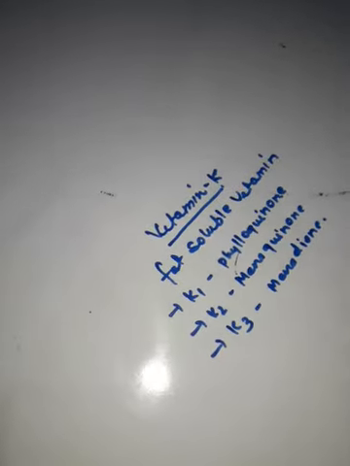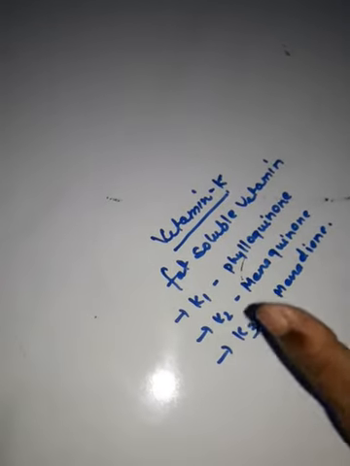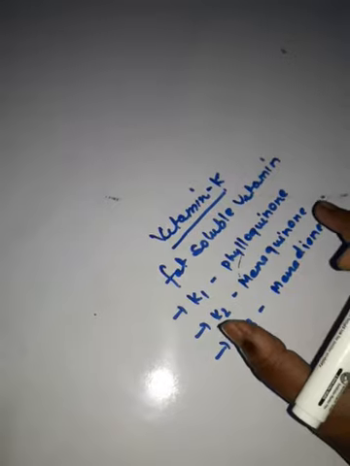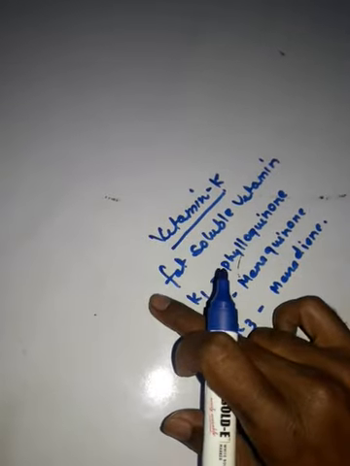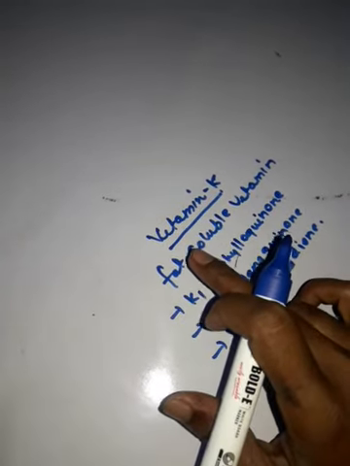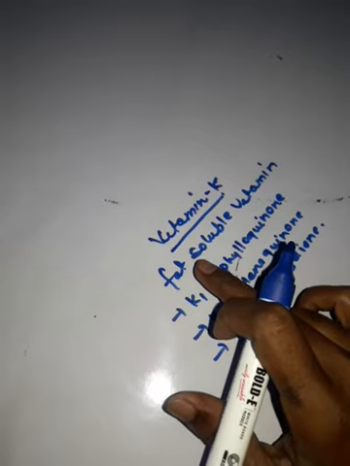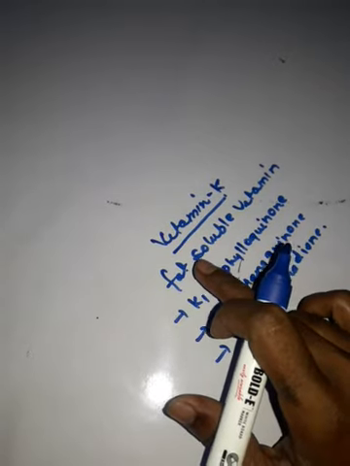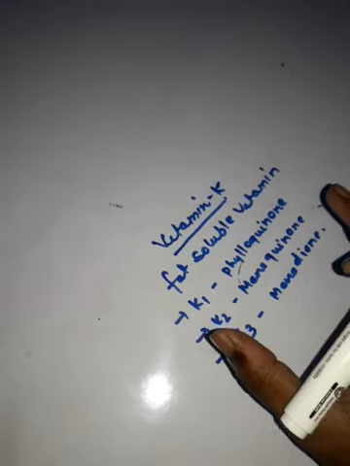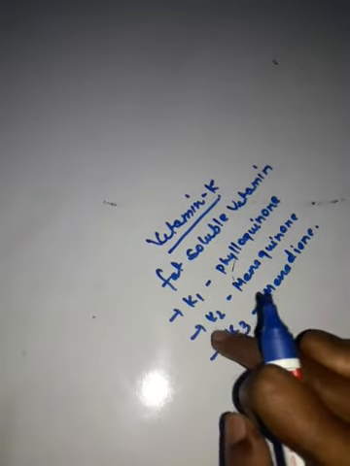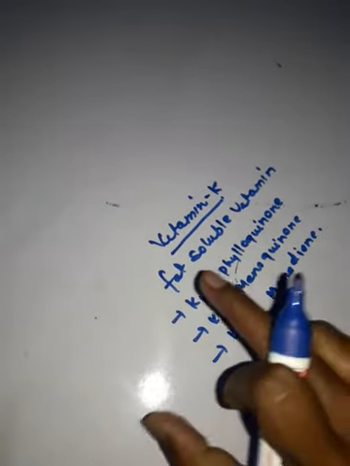Okay, so the first point is that it is a fat soluble vitamin. Fat soluble vitamin means in vitamin K a long chain of hydrocarbon is present. So that's why it is a fat soluble vitamin. First point is that. K1, K2 and K3 are types of vitamin K.